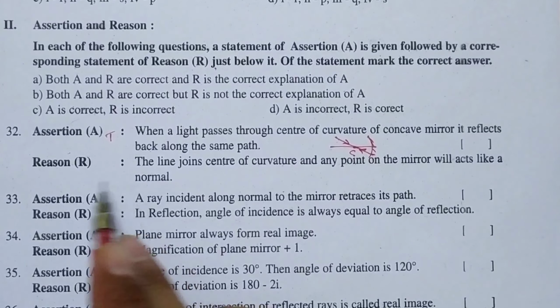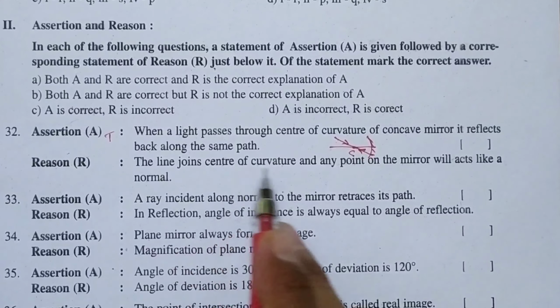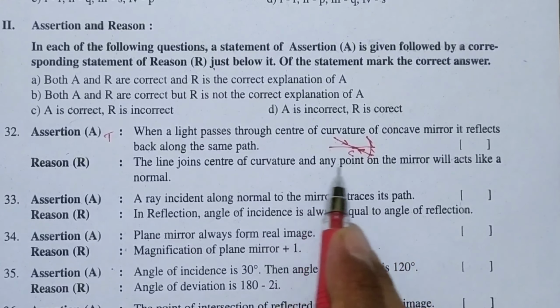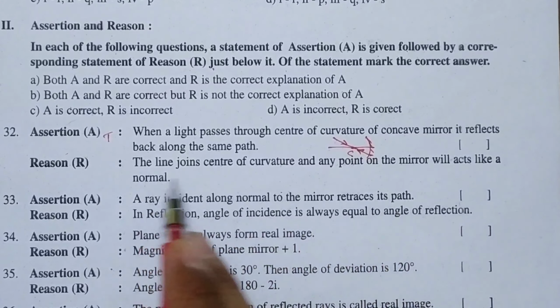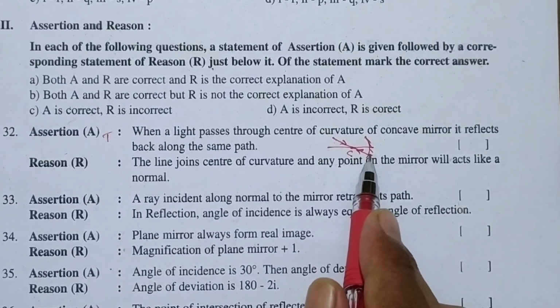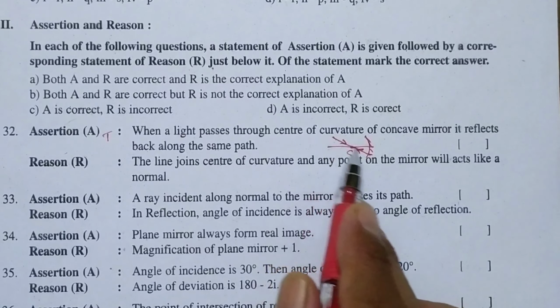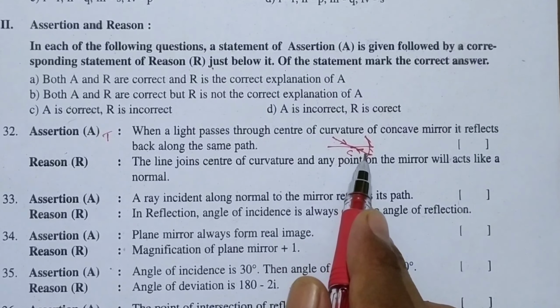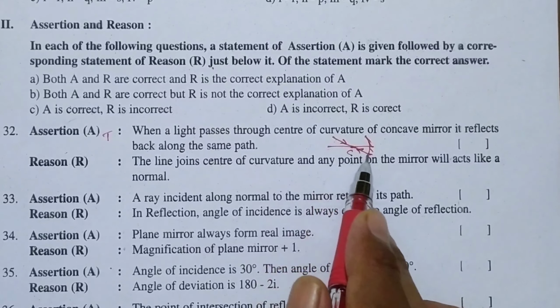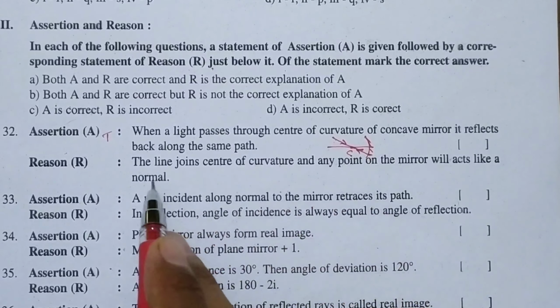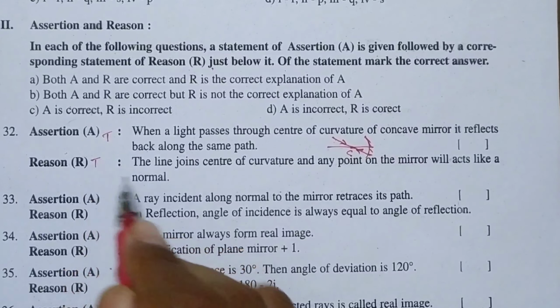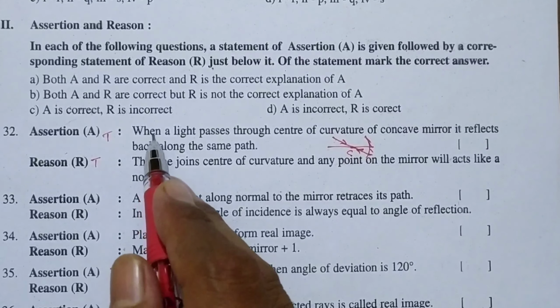Next, let us see the reason. The line joining the center of curvature and any point on the mirror will act like a normal. Here you see, this is the point on the mirror. See how the ray comes, it follows the same path. It happens in the normal also, right? So this line can be taken as normal also. So here R is also true, and the statement R supports A.